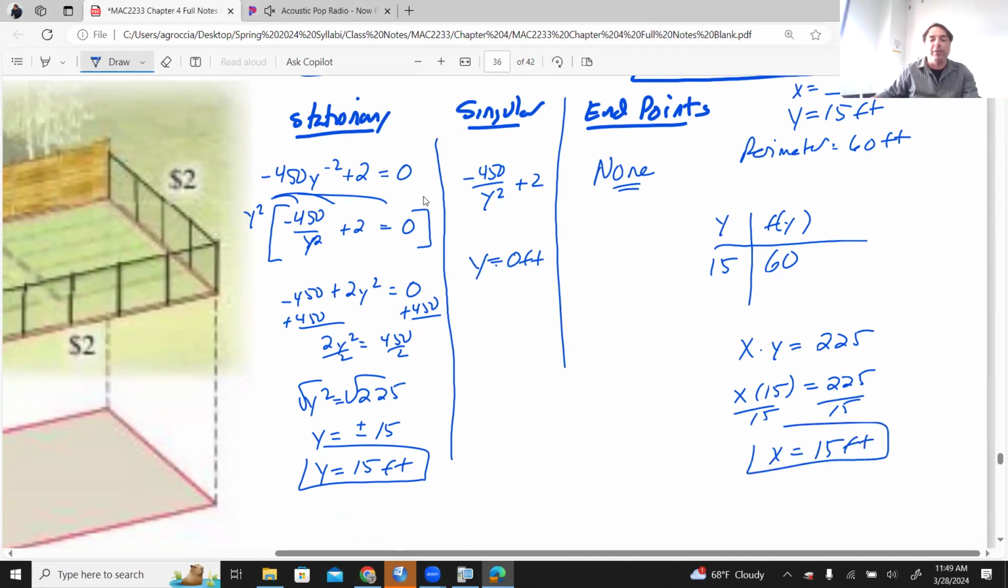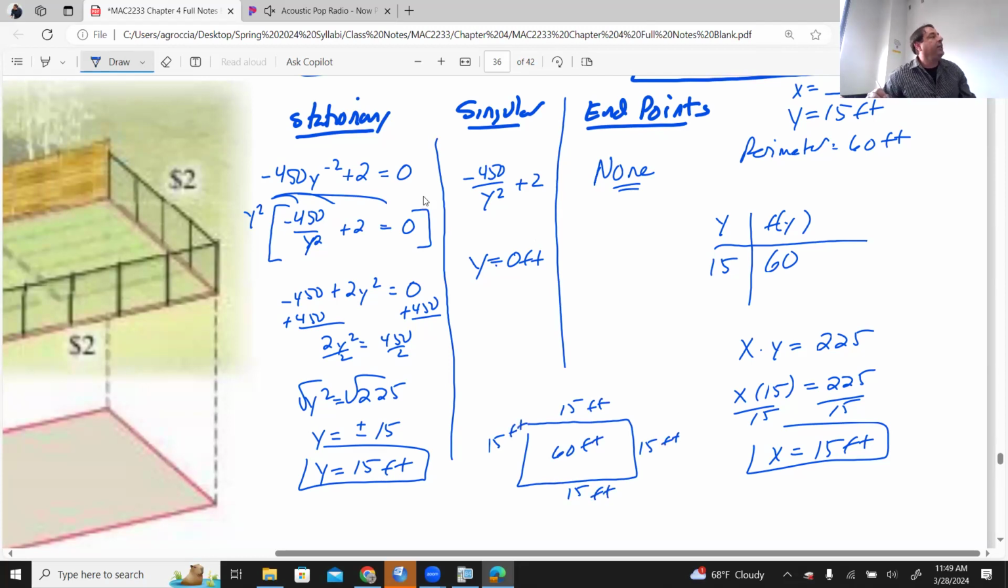So if I go back to my original drawing, you find out that every side is 15. So we actually have a square. And all squares are rectangles, but not all rectangles are squares, if you remember all that. And if you add it up, you get a perimeter of 60 feet. So if you want to minimize the perimeter, x and y should be 15 feet.